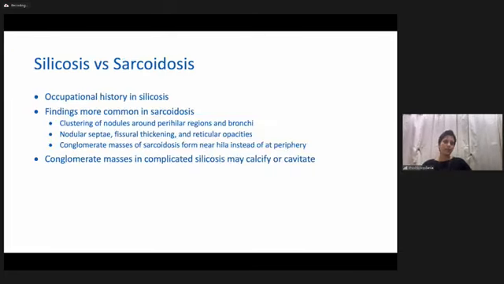So we've already discussed how to differentiate silicosis from sarcoidosis. They have a very similar pattern. If you see nodular disease with bronchovascular consolidations, then you have lymphadenopathy with calcification. But all of these features have a very typical distribution, which is different between silicosis and sarcoidosis. And if we are mindful of these patterns, it will be very easy to differentiate one from the other.